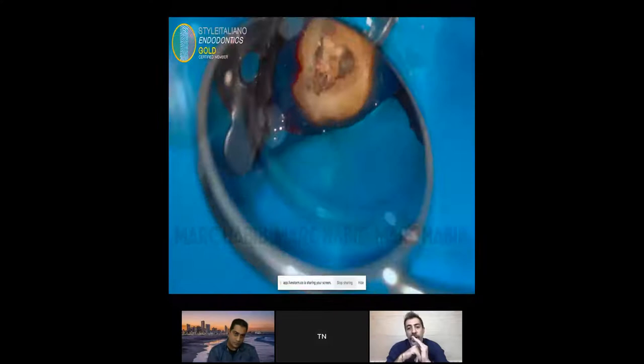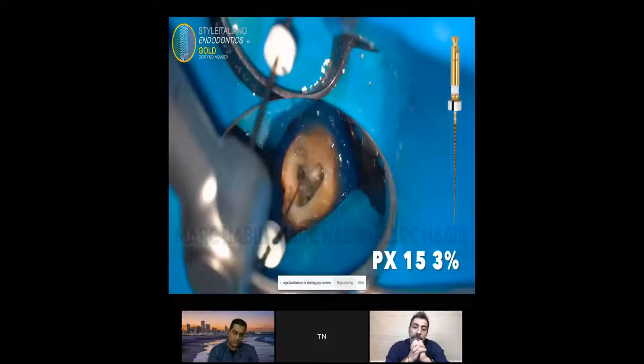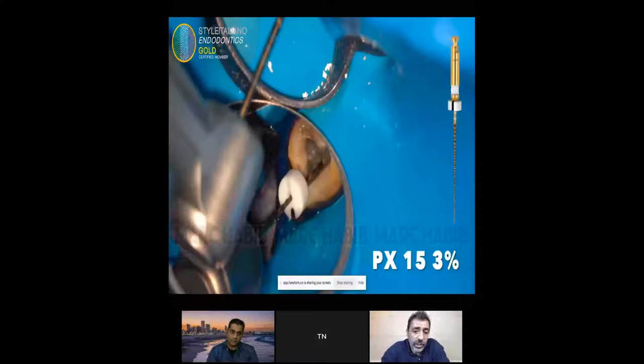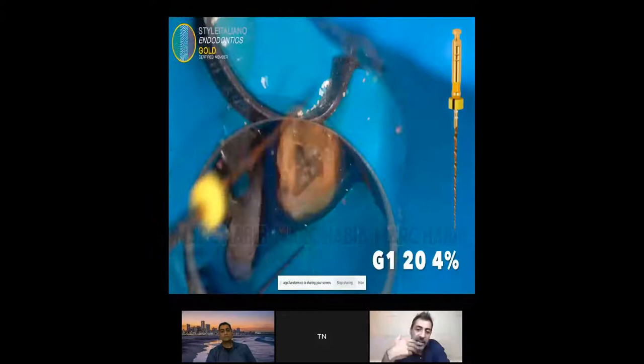After that, I take my PX, 15.3%, reach the entire working length, and secure my patency. You can see we don't have any more coronal interference. The file is reaching the working length. I'm securing my glide path, again on the mesiobuccal canal. I like to work the three canals with the same instrument, then I switch instrument. I'm not going to use three files on the same canal, then again the three other files. So it's economy of time while we are shaping these canals.